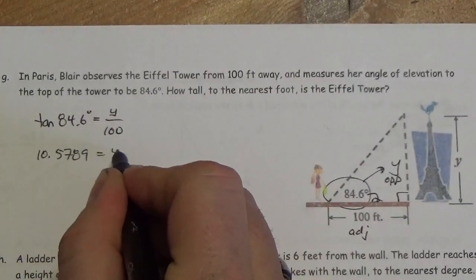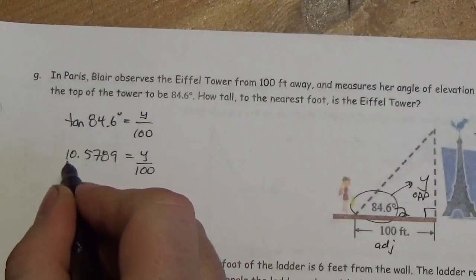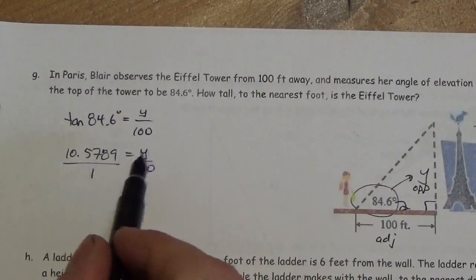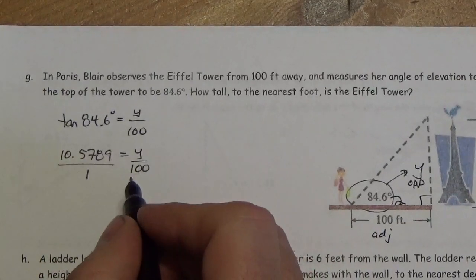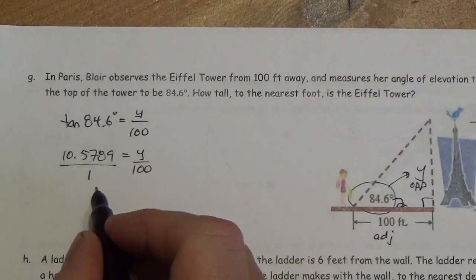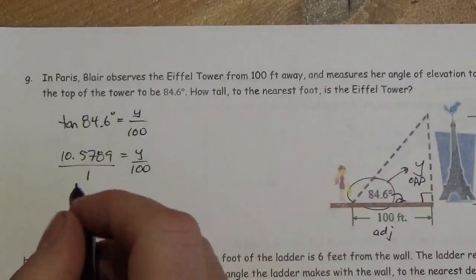10.5789 is equal to y over 100. And then, once I've got the ratio, I put it over 1. And again, I'm going to do the cross multiply here. Now, this time, though, I don't even need to use the calculator because when I multiply by 100, that's just going to move the decimal 2 places to the right. Yeah, it makes this one a little bit easier.